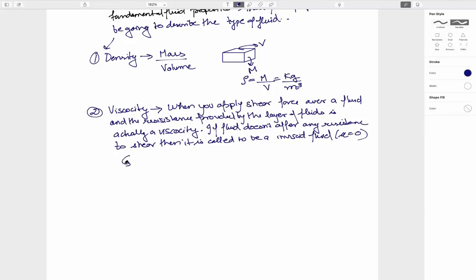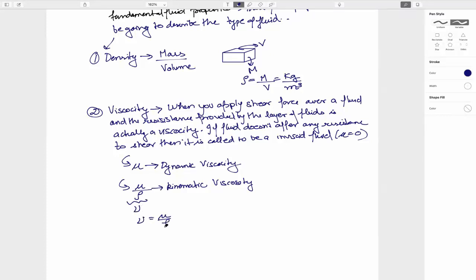Viscosity is generally shown using the symbol mu. That is called the dynamic viscosity. For kinematic viscosity, it becomes mu by rho. This mu by rho is shown like this. That is the kinematic viscosity.